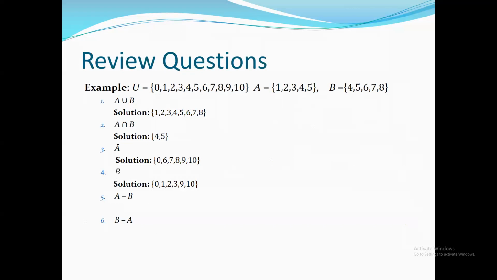Right, so A minus B. A minus B is all the elements of A that are not present in B. So 4 and 5 are present in B, so the remaining are 1, 2, 3. So A minus B is 1, 2, and 3. So how about B minus A? B minus A is all the elements in B that are not present in A. So 4, 5, 6, 7, 8 are the elements of B, but 4, 5 are present in A. So 6, 7, and 8 is the solution.